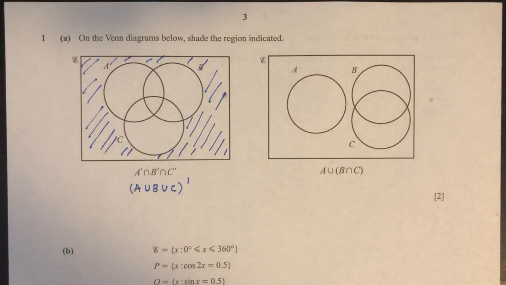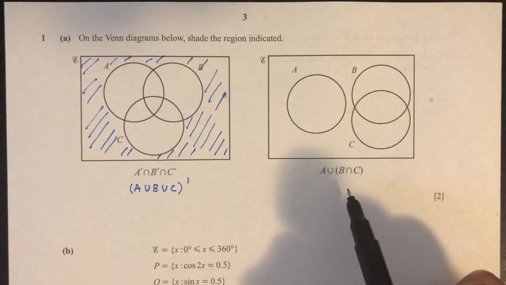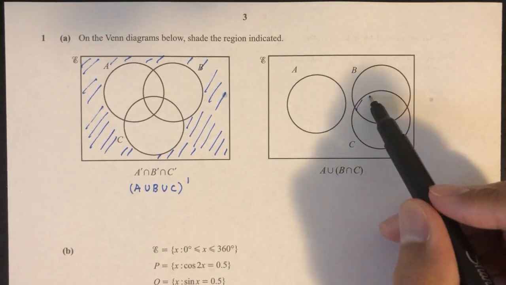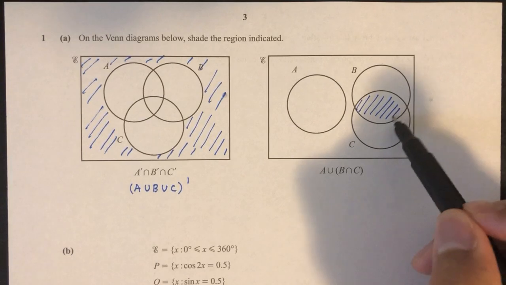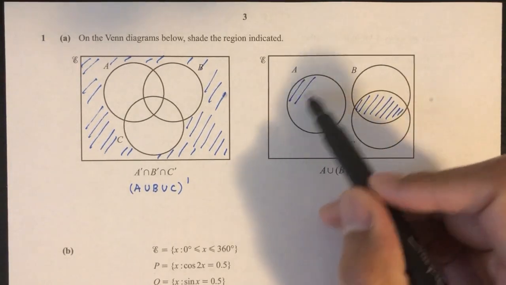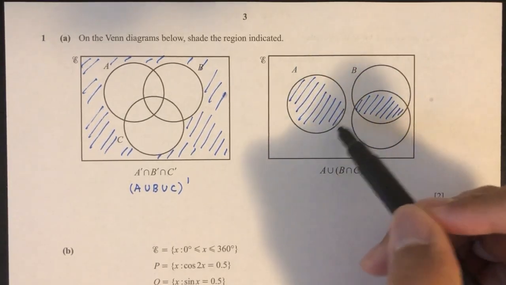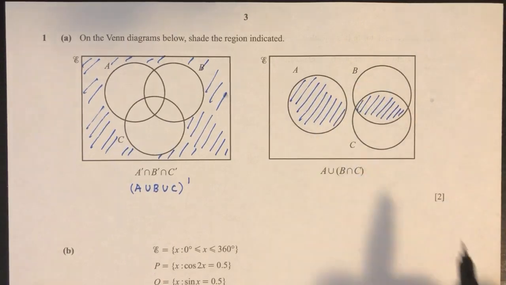Okay, that is part A. Now for this one, B intersection C will be this one, and union A will be this one. So we have to shade this and this one. That will be part A.